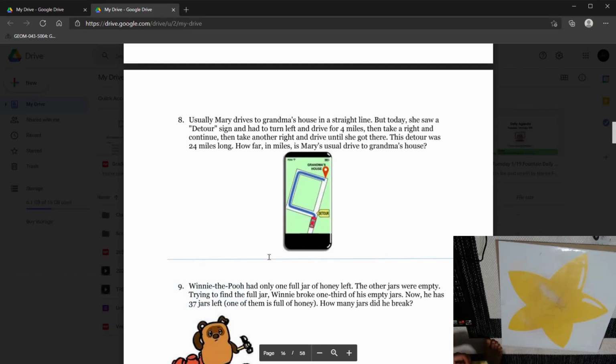Usually, Mary drives to Grandma's house in a straight line, but today she saw a detour sign and had to turn left and drive for 4 miles, then take a right and continue. Then take another right to drive until she got there. The detour was 24 miles long. How far in miles is Mary's usual drive to Grandma's house? Okay, so you really have to understand this problem really well. So I'm just going to draw a diagram right on this piece of paper.